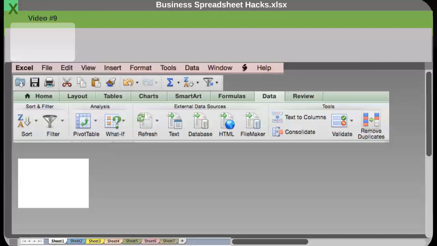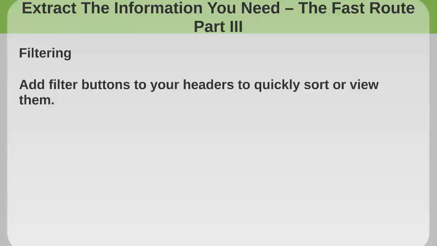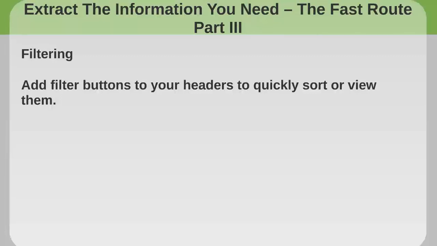So welcome to video number 9, and this particular video is going to be part 3 of the extract the information that you need, the fastest route. And in this particular video, we are going to be talking about filtering. Filtering is a great way to sort things and organize things and find things. So adding filter buttons to your headers to enable you to quickly sort or view them.